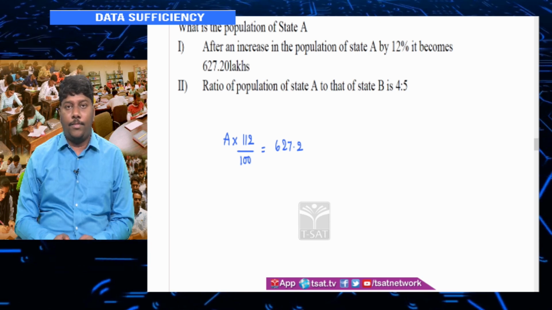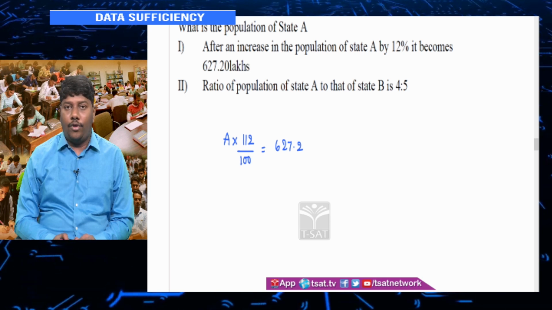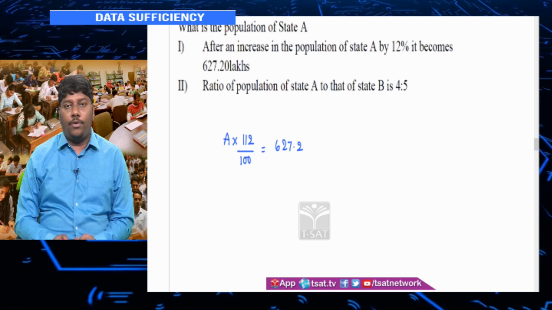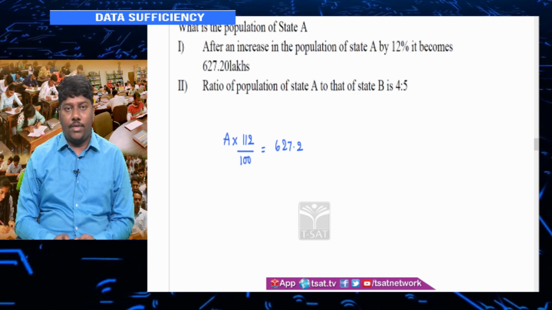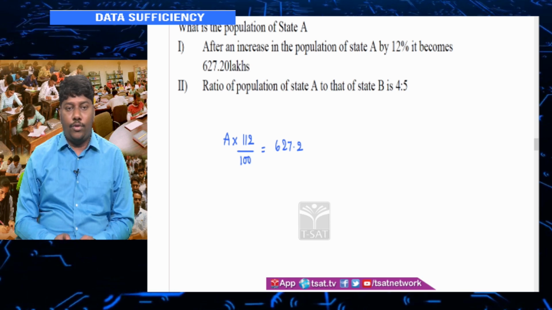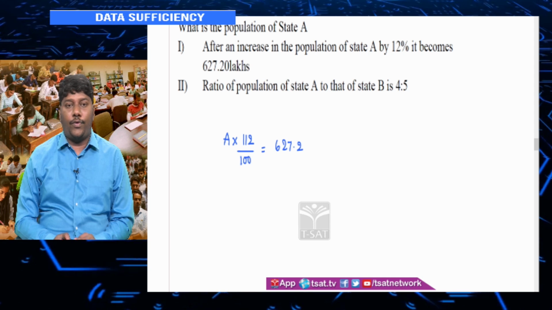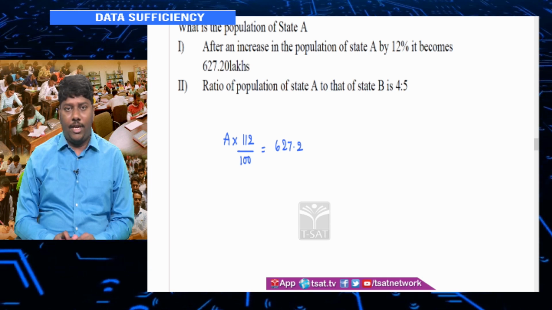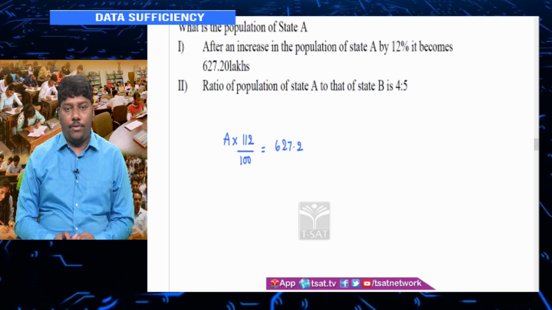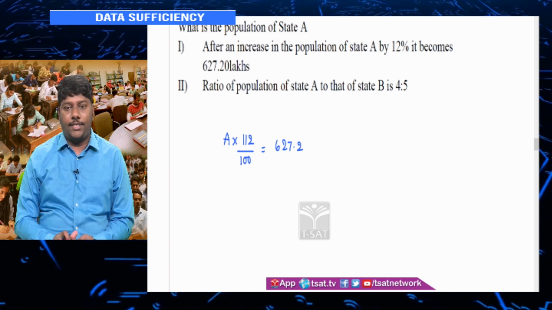Now let's check 2, because if 2 is also true, then we go for option C, because both alone are sufficient. If the second statement is not true, then 1 alone is sufficient. Now what is given in statement 2? The ratio of population of state A to that of state B is 4:5. We don't need B because he is asking you the population in state A. So our answer is what? 1 alone is sufficient. Option is A there.